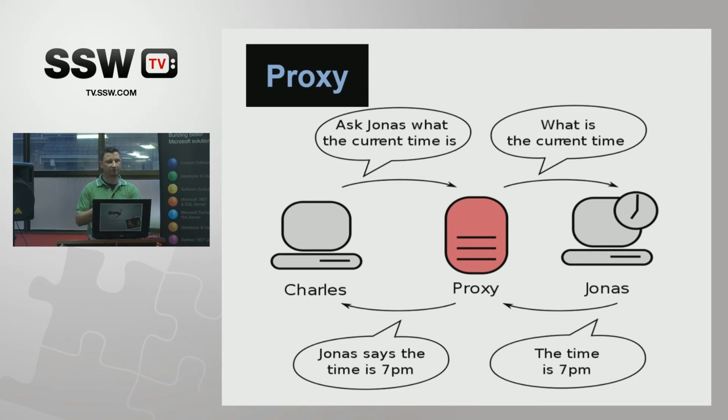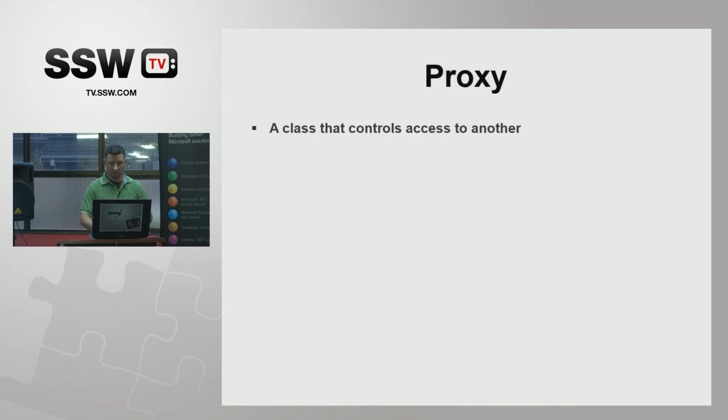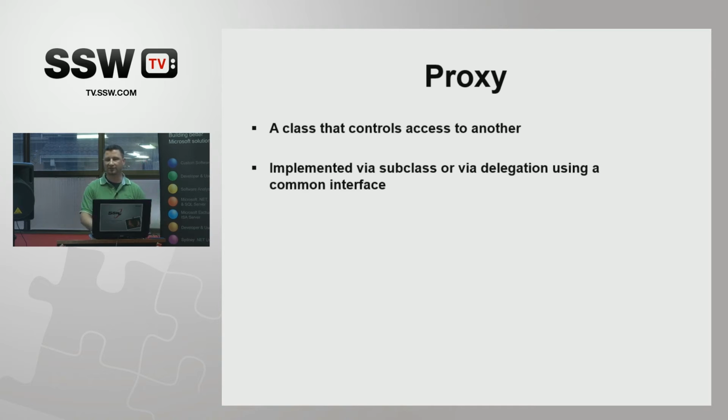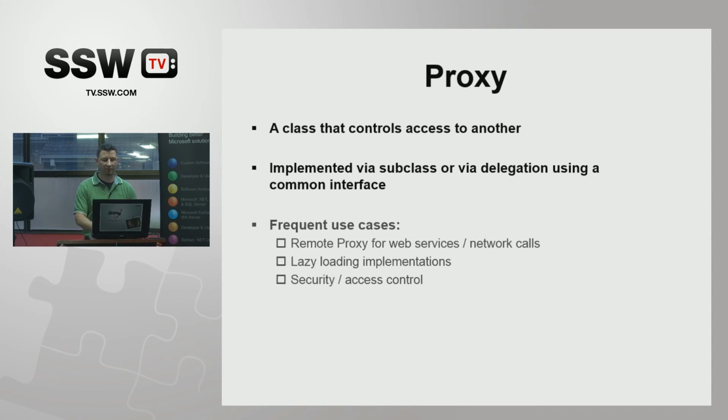Now, in this pattern, the client, in this case Charles, has no idea whether or not they're working with the real thing. That's the beauty of the proxy, that it behaves as the same interface as the real implementation that it would otherwise work with. So this is a class that controls access to another. You can implement this pattern through inheritance by subclassing the thing itself, or through delegation using a common interface, which is, in my opinion, the preferable way to go.